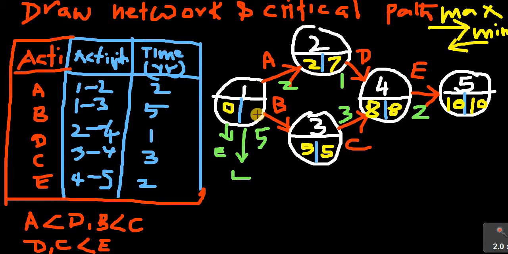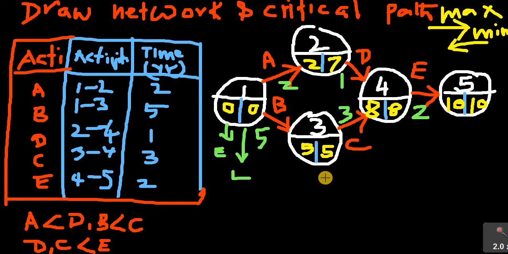But when you come here, there are two arrows going back to this particular event. So for that, in the backward calculations, we have to take the minimum. So calculate the latest time by either path and take the minimum. 7 minus 2 is 5 will come. 5 minus 5 is 0 will come. So which is the minimum? 0 is the minimum. Okay, right.